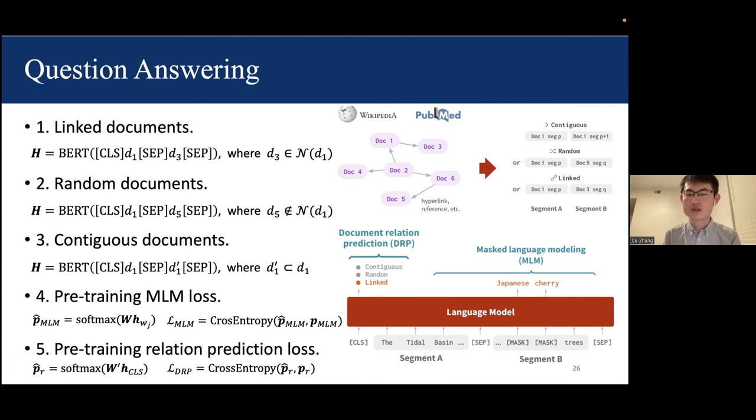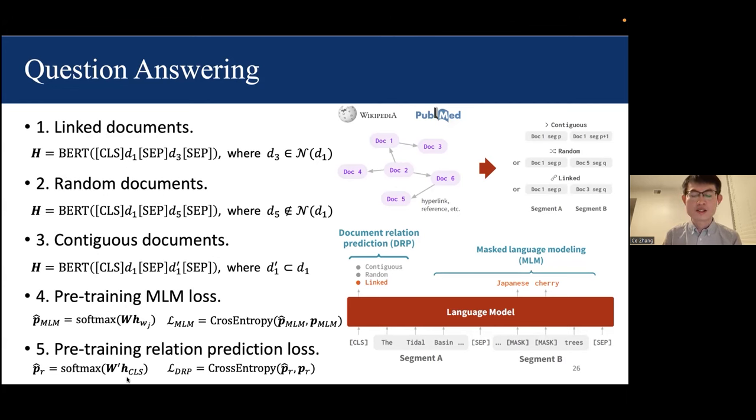The second pre-training loss is the relation prediction loss. Previously we have three types of input, right? So we want to classify what the current input is. We use the CLS token. For the first type of input, the model should know the current input is linked documents. If the CLS token comes from the second type of input, the model should know the current input is random documents. Similarly, for the third one, it should be contiguous documents.